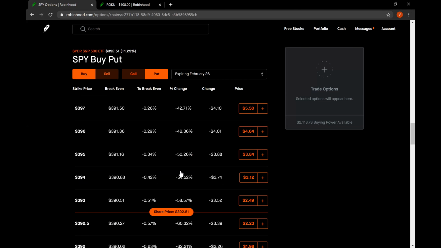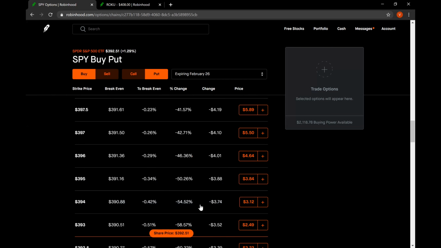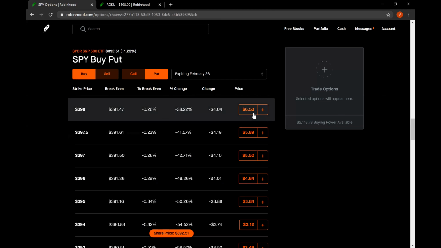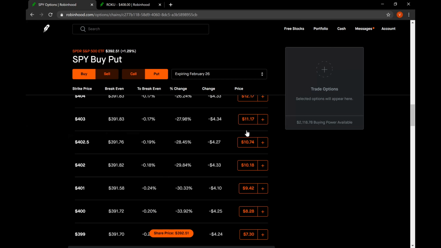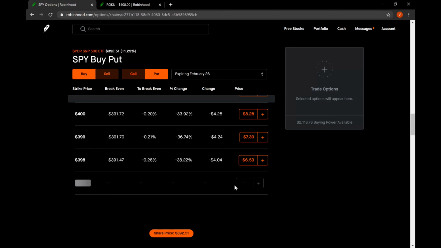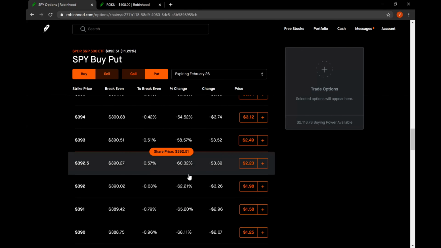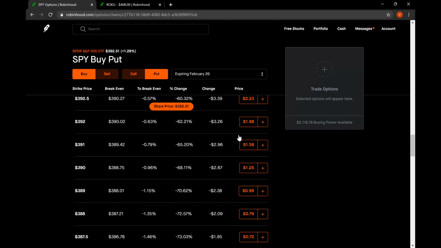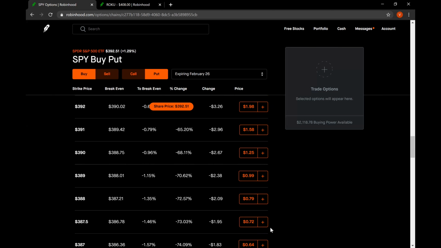So, as you go further in the money, the contracts get more expensive. So, this one's 589, the one above it's 653. And, as you keep scrolling, they get more and more expensive. But anything out of the money, it's much more riskier. So the contracts are more affordable. So, as you get further out of the money, the contracts are very, very cheap.